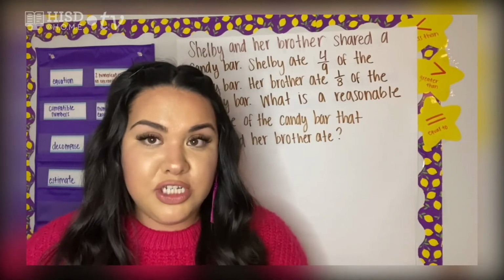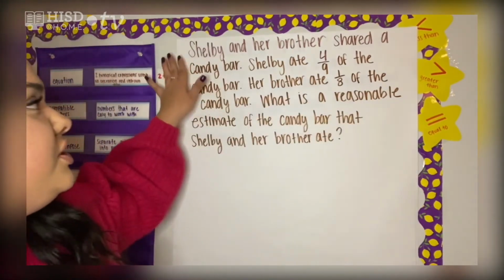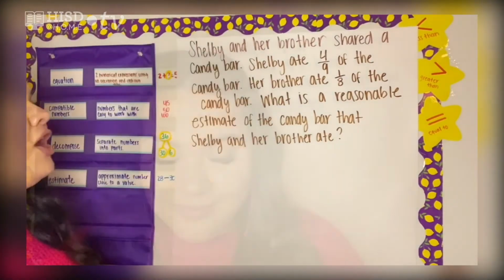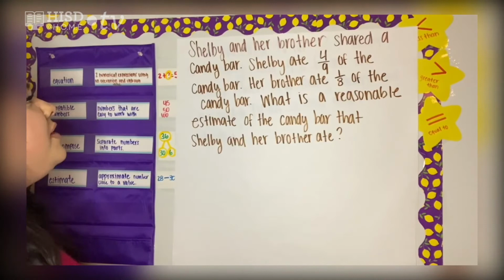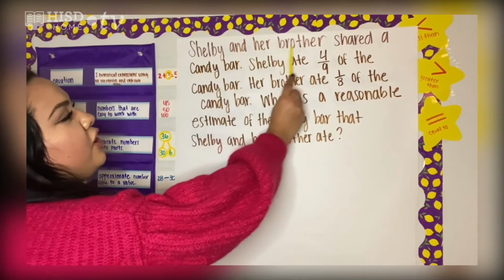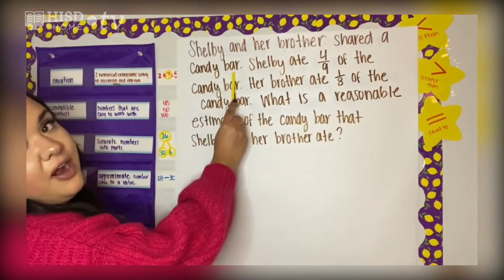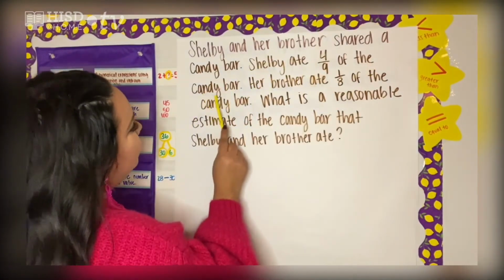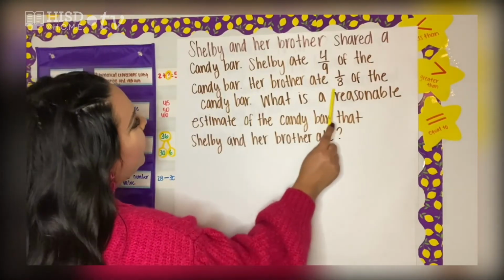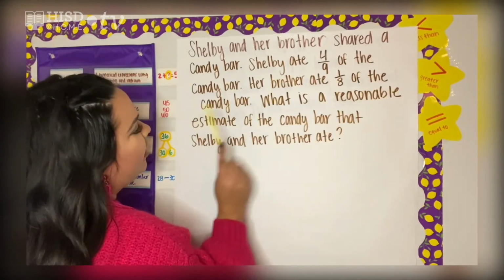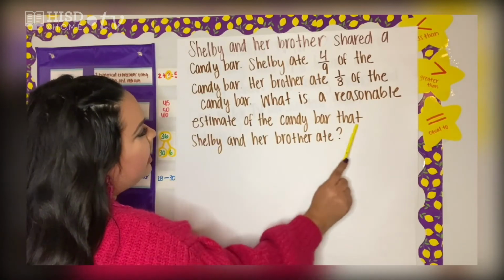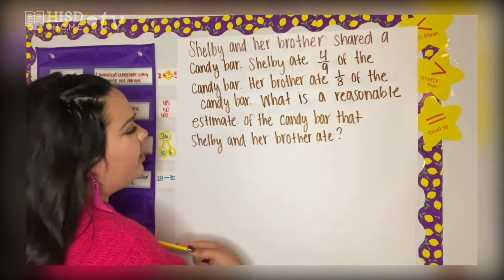So this means that we're just going to read this for once, just at first, just to read it as if we're reading a story, okay? All right, fourth grade, follow along with me. Shelby and her brother shared a candy bar. That's yummy. Shelby ate 4/9 of the candy bar. Her brother ate 1/8 of the candy bar. What is a reasonable estimate of the candy bar that Shelby and her brother ate?